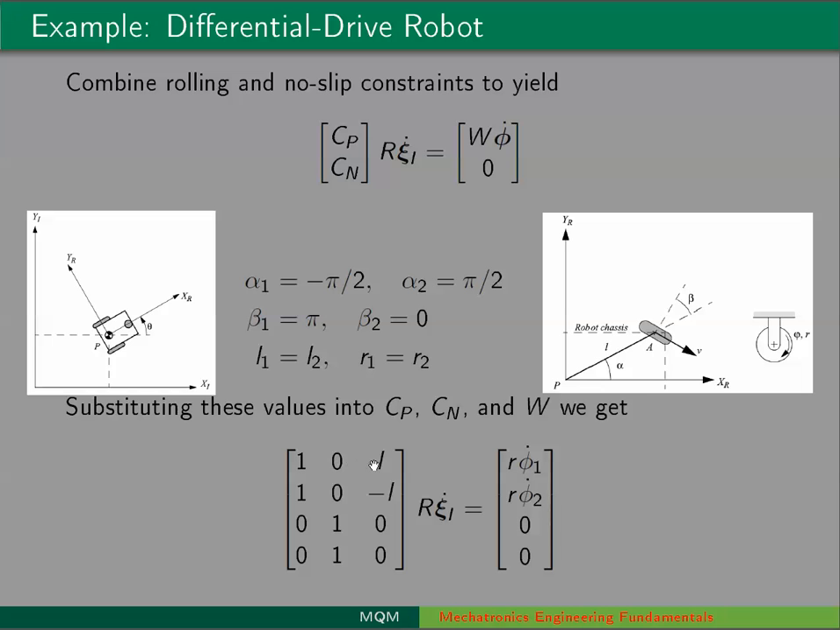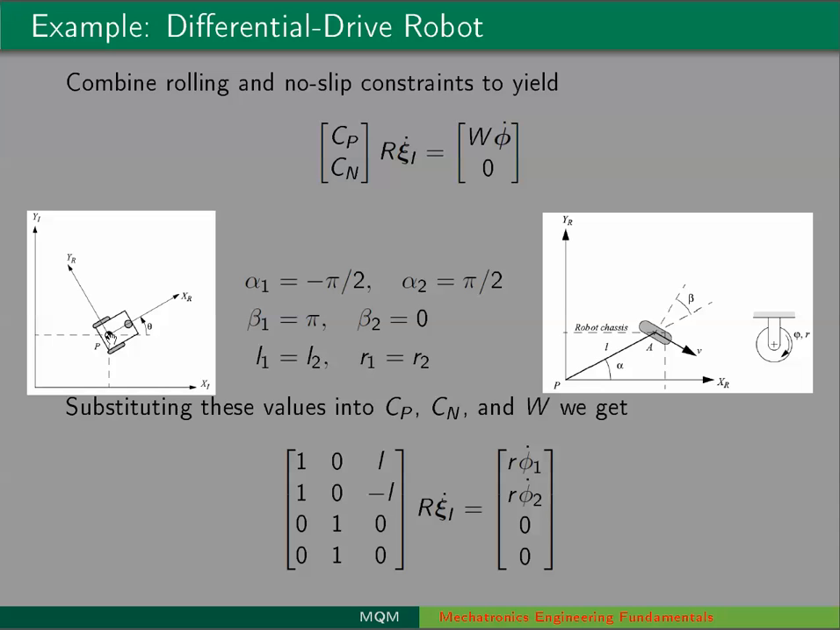Substituting alpha and beta and L into that equation will give us these values. And then we have R times phi dot 1, R times phi dot 2. And then the last two rows are from the no sliding constraint. And you can see that these last two rows are redundant, so we really only need one of them. The fourth or the second no sliding constraint doesn't add anything.